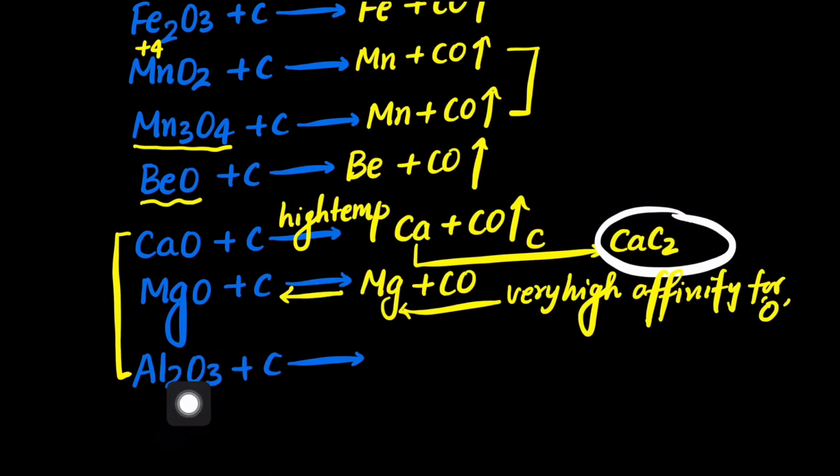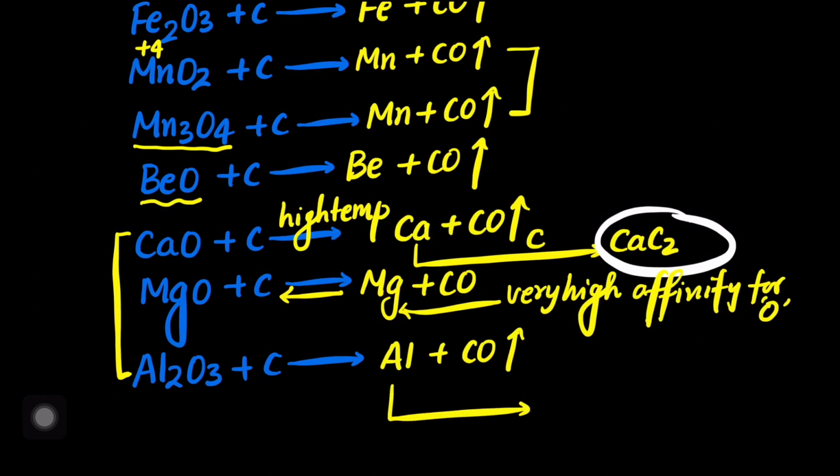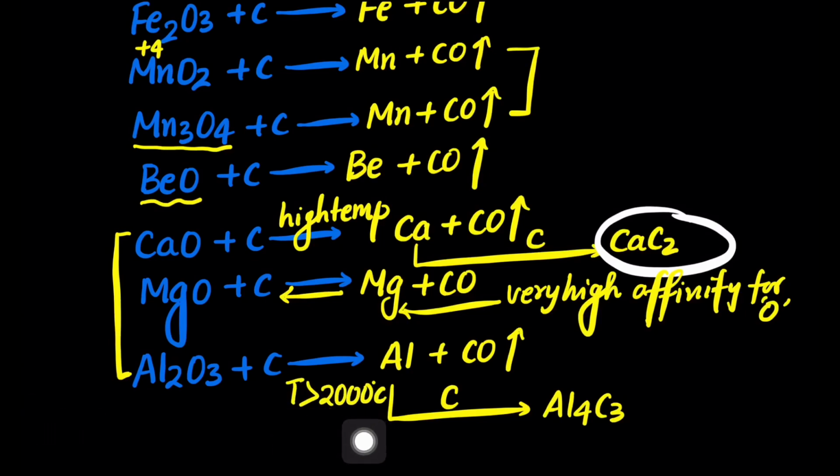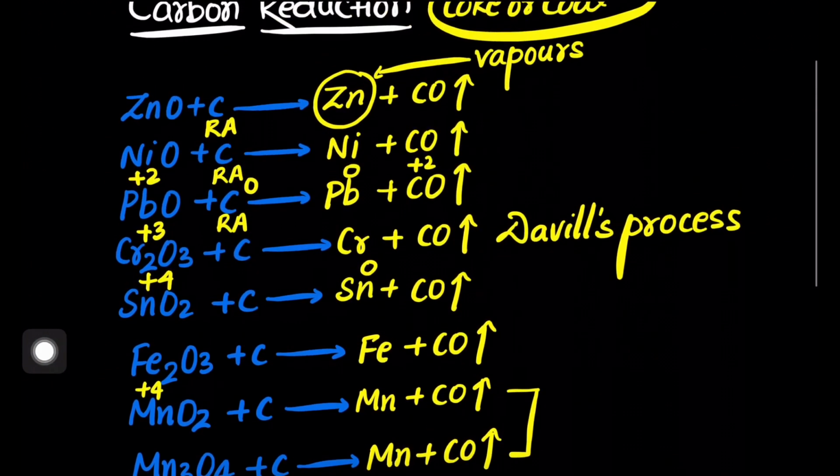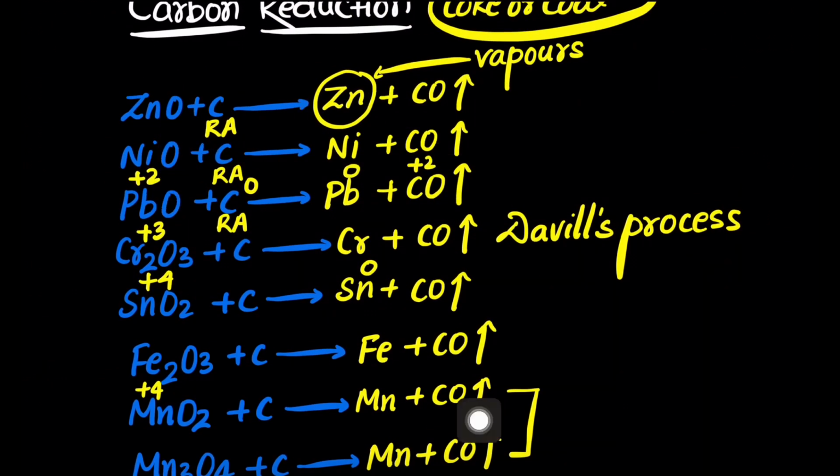And aluminium extraction from alumina by the carbon reduction method is also not feasible, although you'll get aluminium plus CO. At high temperature, aluminium can also form carbide like Al4C3. This reaction takes place at very high temperature, greater than 2000 degrees centigrade approximately. So it is not economical, and we are getting brittle aluminium carbide, so that is also not feasible. For the above reactions, carbon reduction is feasible.